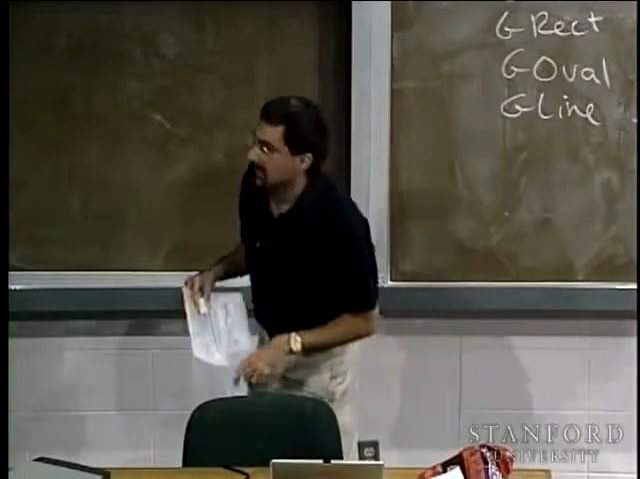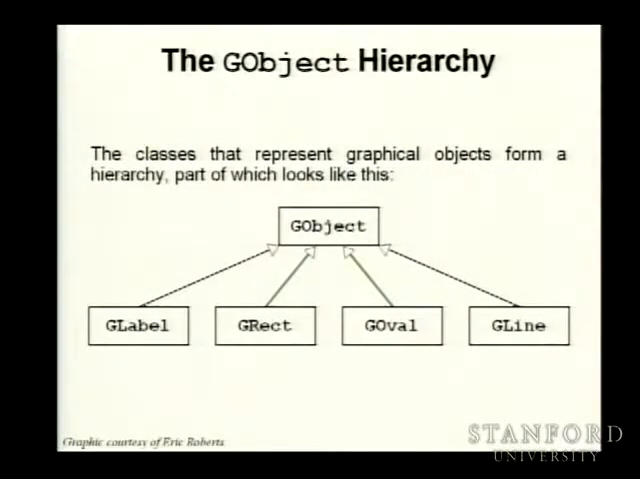So what that looks like in terms of the hierarchy, just like you saw last time, is that the classes are represented kind of like this. All of these classes are actually GObjects. They're all subclasses of GObject, which means they're specializations. So any behavior that GObject has, all of these things have, but they might have their own specialized behavior as well.